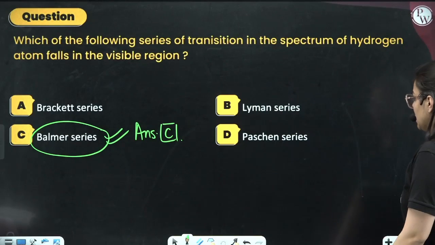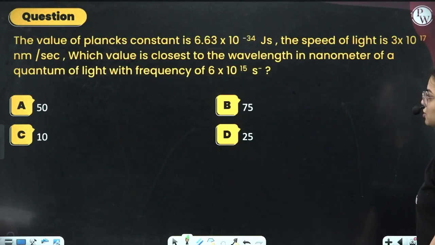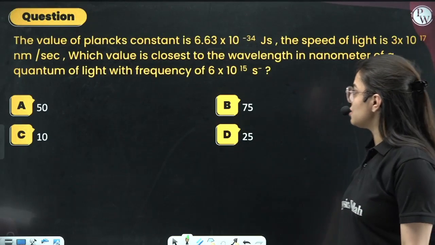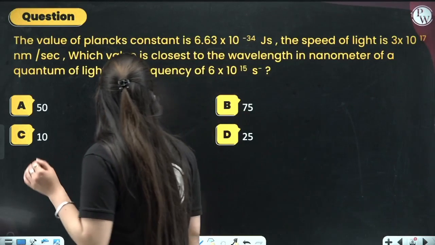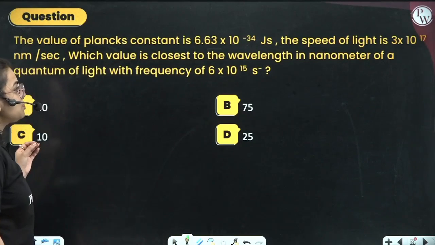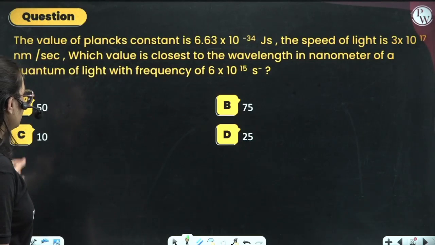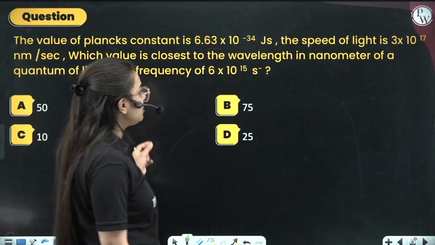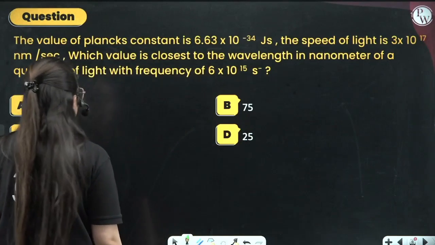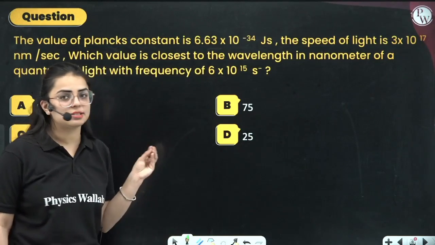Great, okay. Now let us see the next question. The value of Planck's constant is 6.63 into 10 raised to the power minus 34. The speed of light is 3 into 10 raised to the power 17 nanometer per second. Which value is closest to the wavelength in nanometer of a quantum of light with frequency of this much?